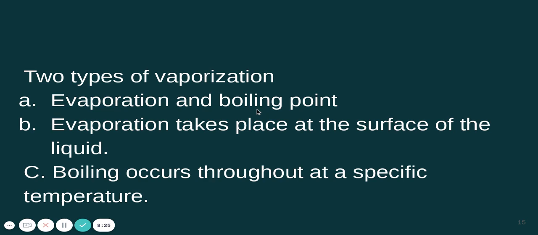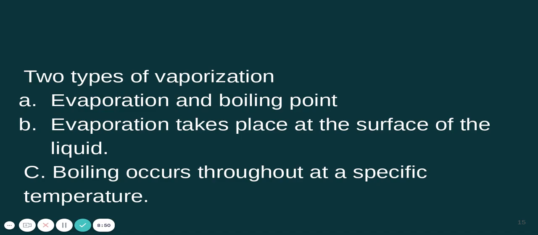Now, there are two types of vaporization. Vaporization is going from a liquid into a gaseous form. Evaporation and boiling are the two types of vaporization. Evaporation takes place at the surface of the liquid, whereas boiling occurs throughout the liquid at a specific temperature.